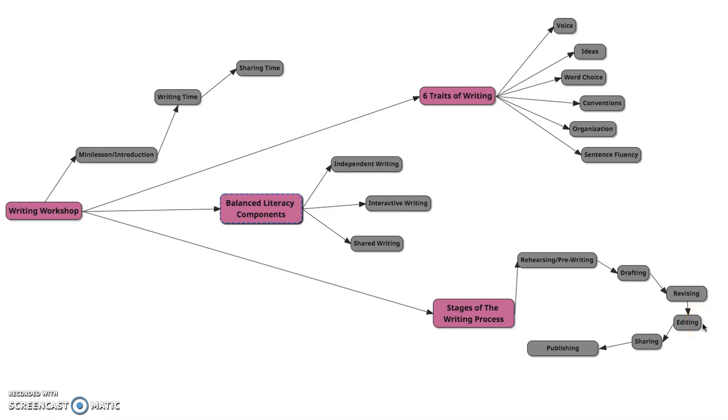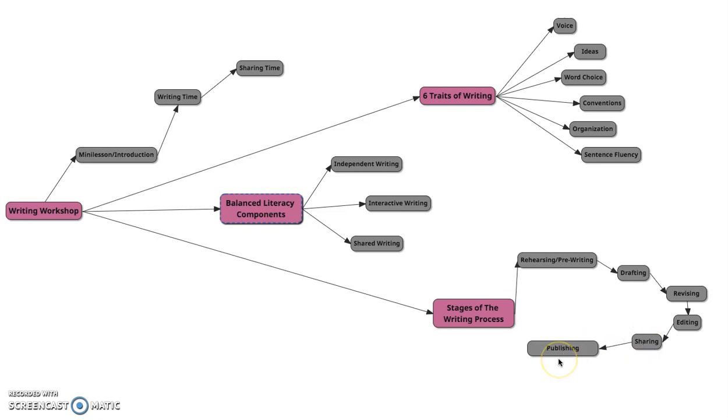Editing. During the editing stage, the writer will correct any mechanical errors by proofreading for spelling, punctuation, and capitalization. The difference between editing and revising is editing makes the piece look better, while revising makes the piece sound better. And then sharing. So students should be given the time to share their pieces often. Like right here we talked about sharing time, so even if they aren't 100% complete and finished with a piece, they should get to share and receive feedback from their peers.